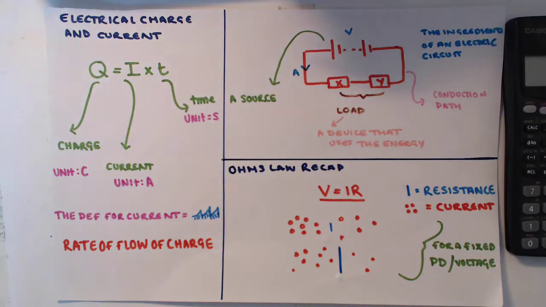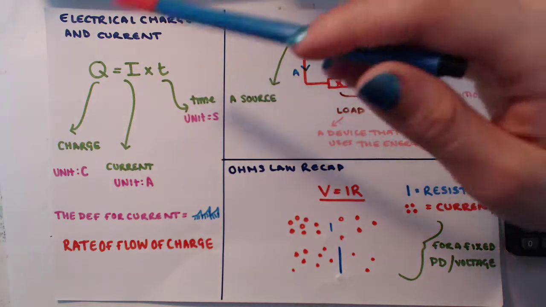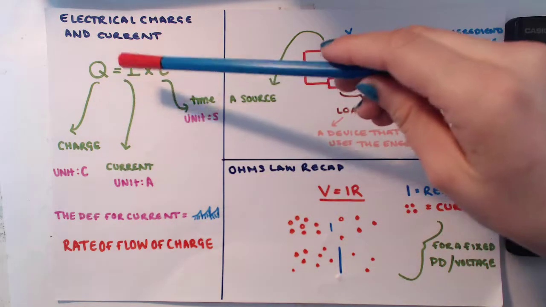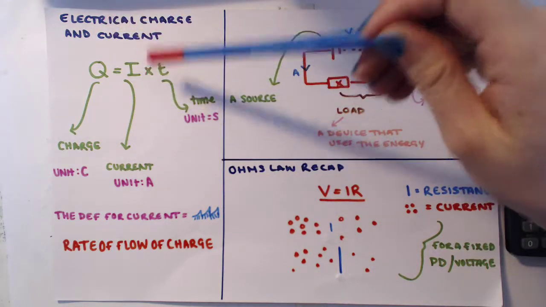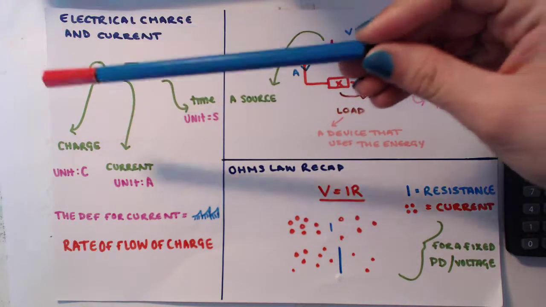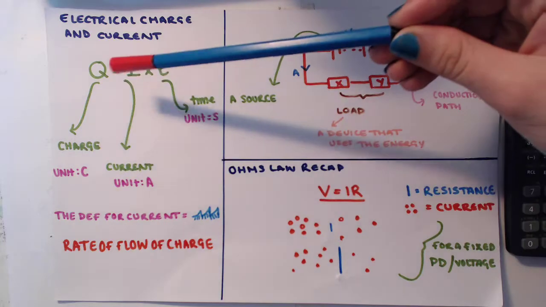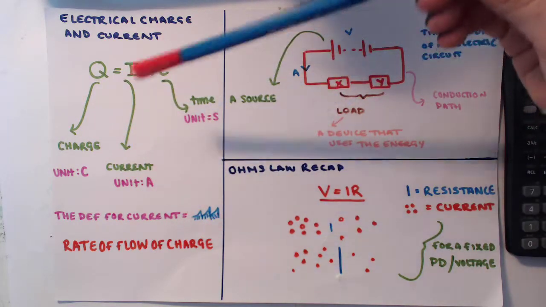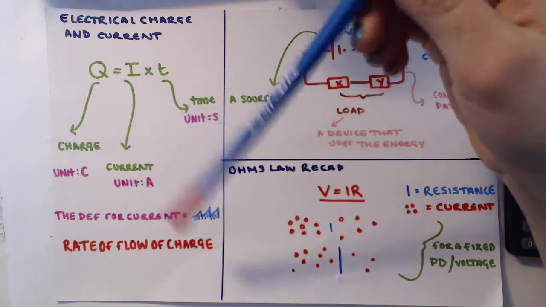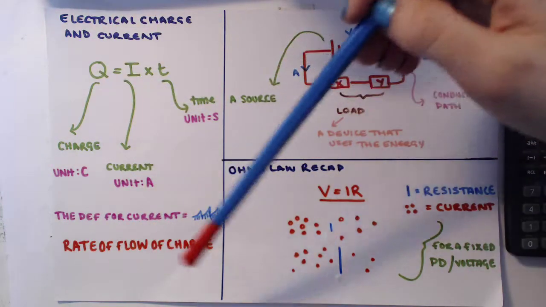Today we're going to look at electric charge and current. Charge is this thing here, Q, and current is this thing here, I, and this thing here is just the time, T, in seconds. The unit for charge is a coulomb, the unit for current is an amp, and the unit for time is a second. And the definition for current is the rate of flow of charge.